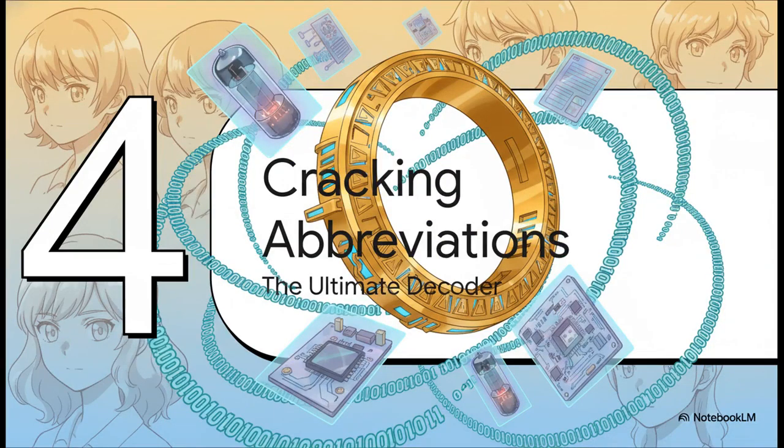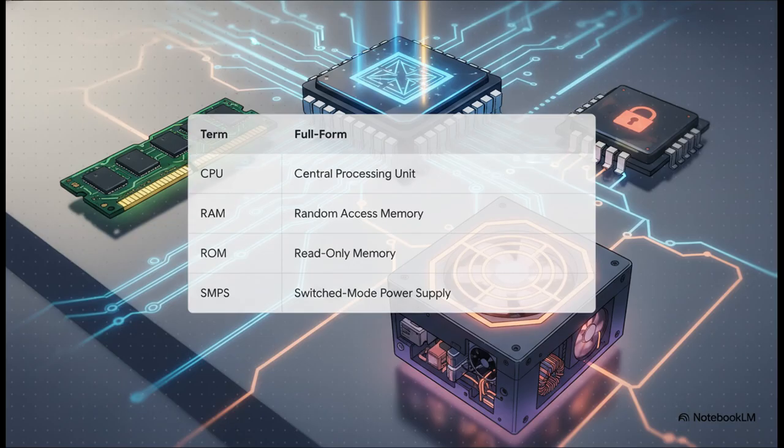All right, moving to part 4, cracking of the abbreviations, the ultimate decoder ring. Understanding the history is awesome, but to ace these exams, you literally have to speak the language fluently. We've logically chunked the most highly tested acronyms to make them easy to memorize. Let's start with hardware essentials. The brain of the operation is your CPU, the central processing unit. For memory, be really careful not to mix up RAM, your random access memory, with ROM, your read-only memory. Oh, and definitely keep an eye out for SMPS, which stands for Switched Mode Power Supply.